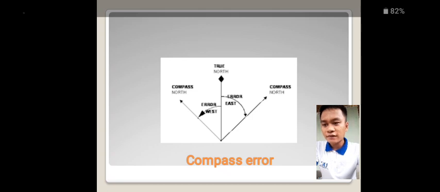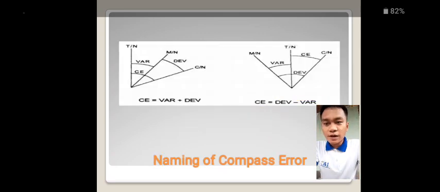If variation and deviation have the same name, add. If a different name, subtract, and name compass error the same as the quantity of the greater value. Compass error is also the difference between true course and compass course, or the difference between true bearing and compass bearing. It is the difference between compass heading and true heading, expressed as the algebraic sum of variation and deviation.